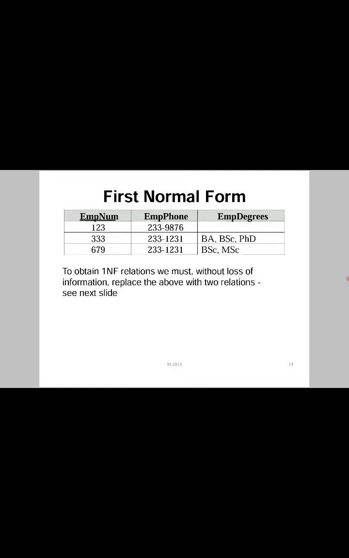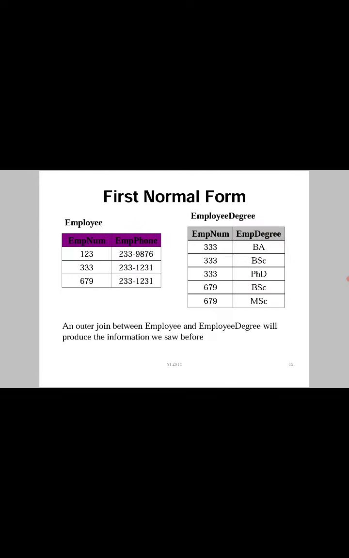We simply convert this table into multiple tables. Like that, an employee table and an employee degree table. The employee table has two columns, employee number and employee phone number, and the employee degree table has two fields again, employee number and employee degree.